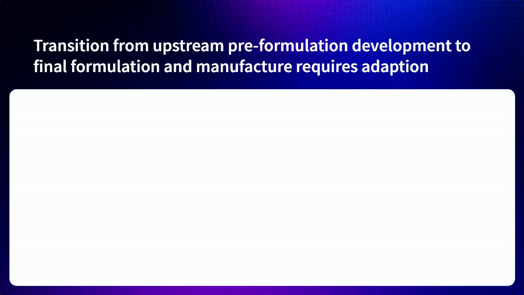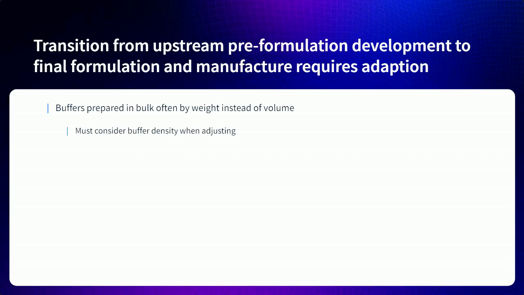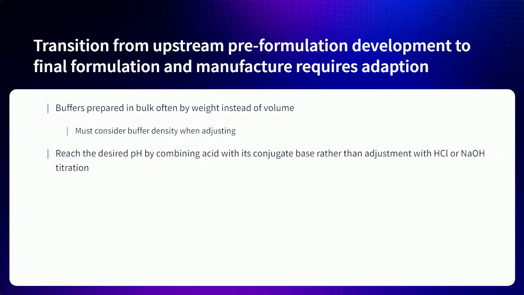So while we'll be focusing on pre-formulation studies today, I'd just like to point out some variables to consider when transitioning from upstream pre-formulation experiments to final formulation and manufacturing conditions, as these can help to guide those initial studies. So first, buffers prepared in bulk are generally described by weight instead of volume. So it's important to consider buffer density and the viscosity of your solutions when adjusting. Now, second, adjusting the pH with hydrochloric acid or sodium hydroxide isn't acceptable for large-scale manufacture, so it's best to combine an acid with its conjugate base, or vice versa.